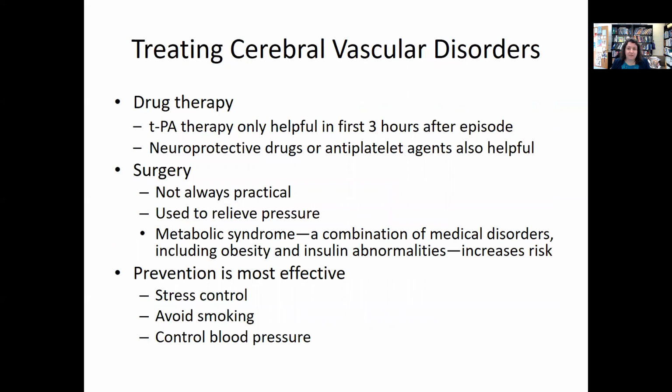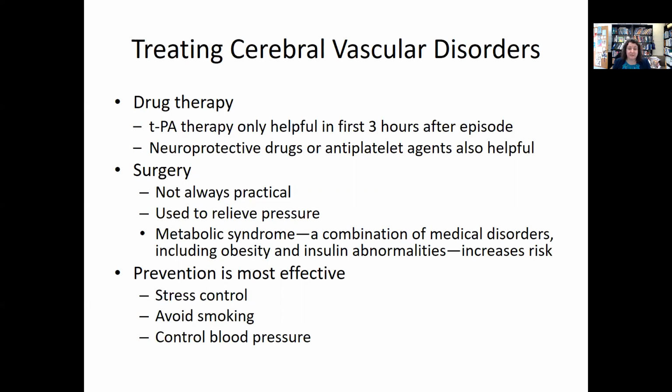Now, you can treat these a whole bunch of different ways. There are things that can be given to people within the first 3 hours after the episode, so it's really important, if you think you're having a stroke, to get to the hospital ASAP. Sometimes you can do a surgery. It's really unusual to be able to do that. It's often not an accessible part of the brain, but there are things they can do.